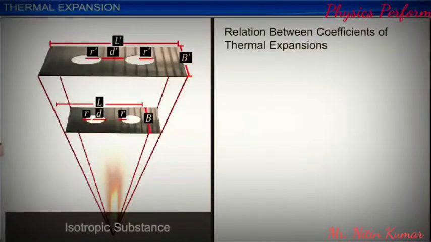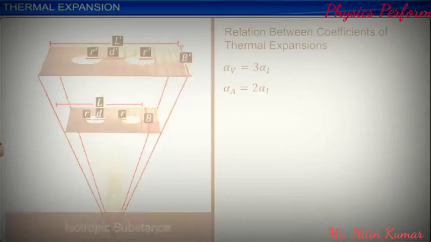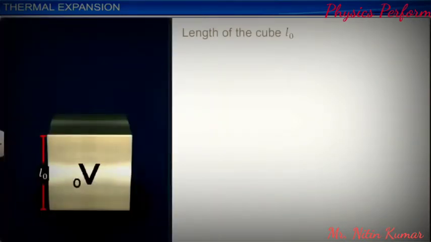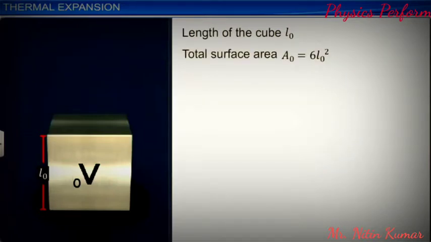For a perfect isotropic material, the coefficients of thermal expansion are related as alpha V equals 3 alpha L and alpha A equals 2 alpha L. Let's prove the identity by considering a cube of length L naught. Its total surface area A naught equals 6 L naught square and its volume V naught equals L naught cube.